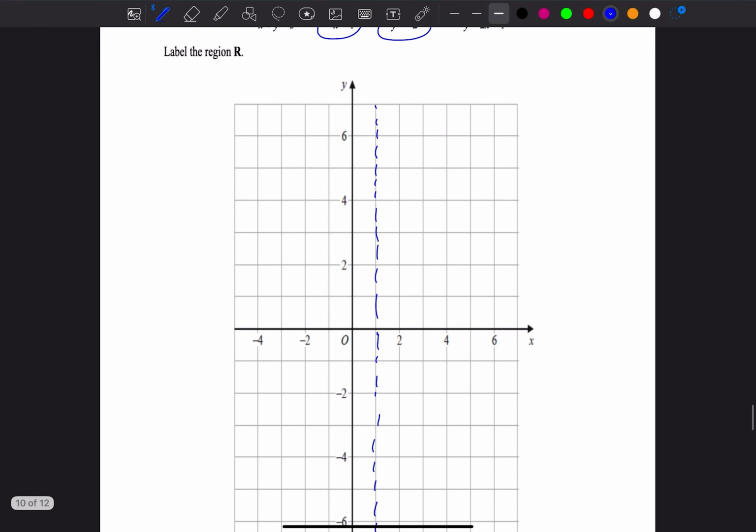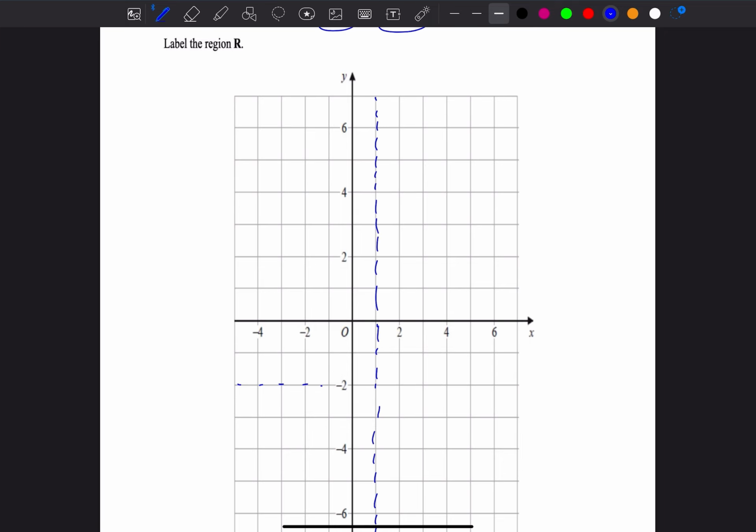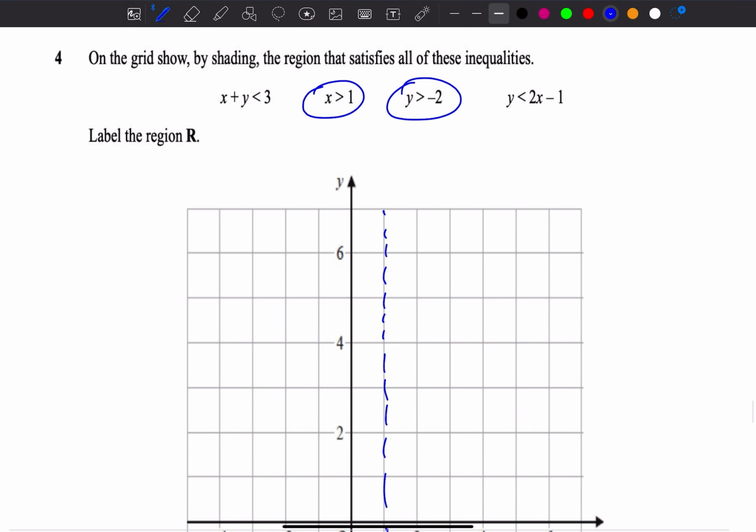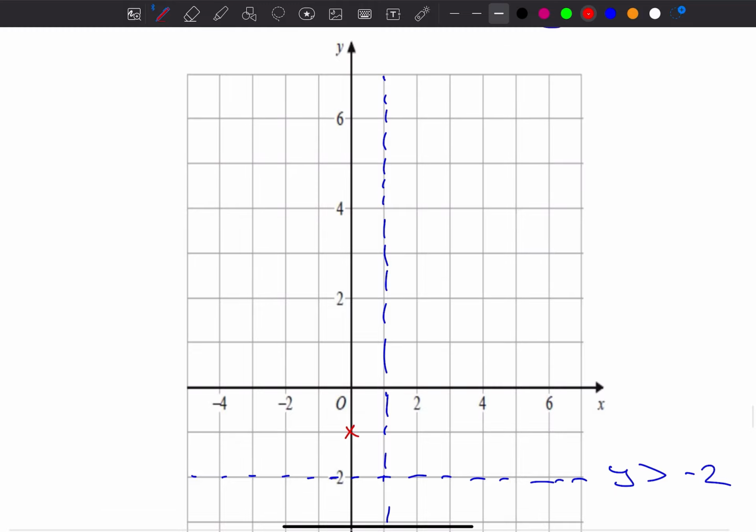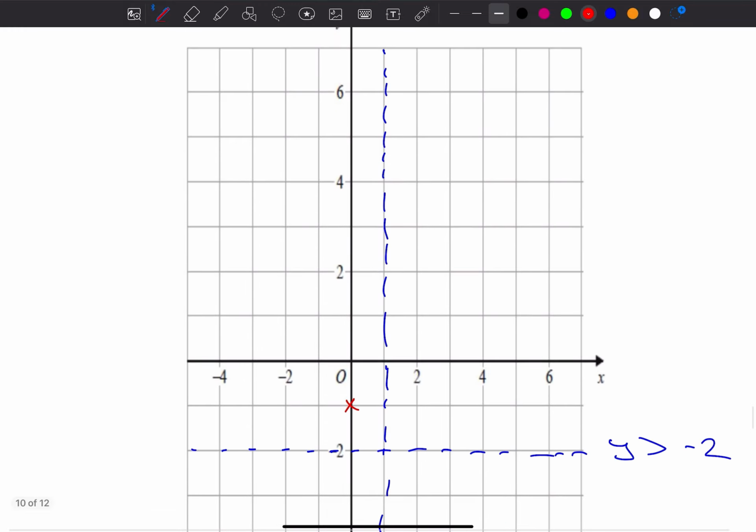Then y is greater than minus 2. Y-axis minus 2. This is y-axis minus 2. Then you can draw this one. X, y. Put in number 0, 1. If you put 0, it's minus 1. If you put 1, it's 1. 0, minus 1. The other one is 1, 1.